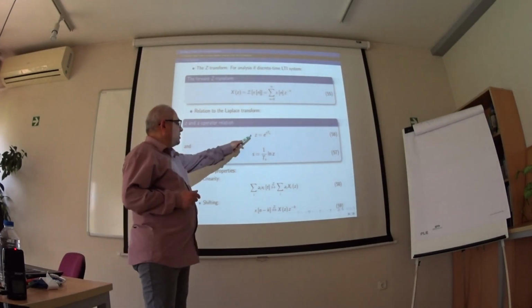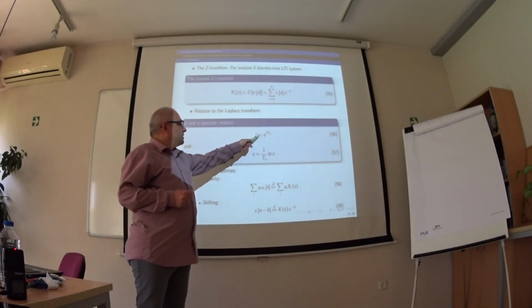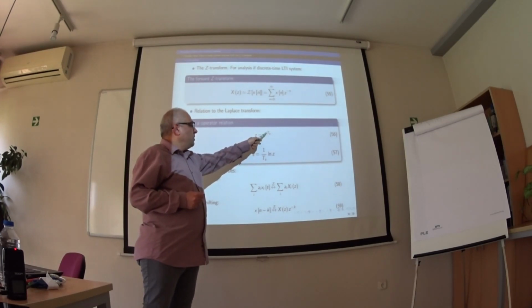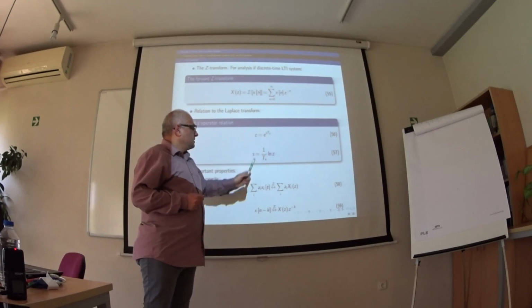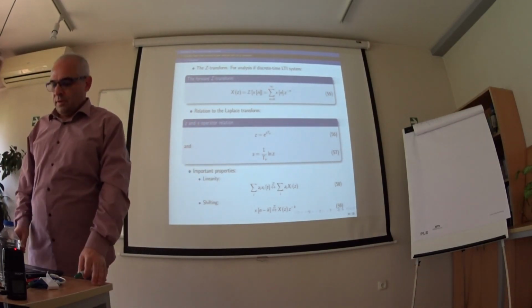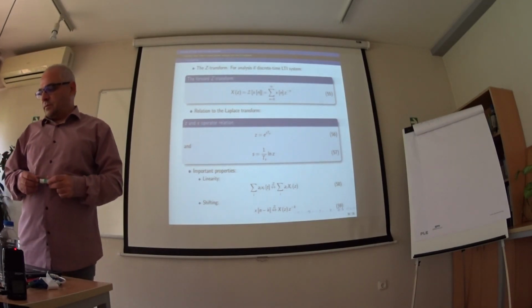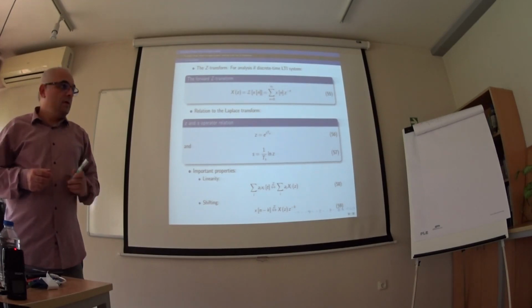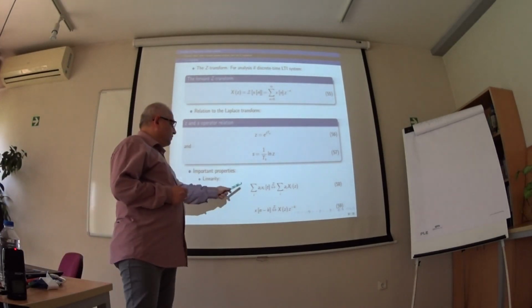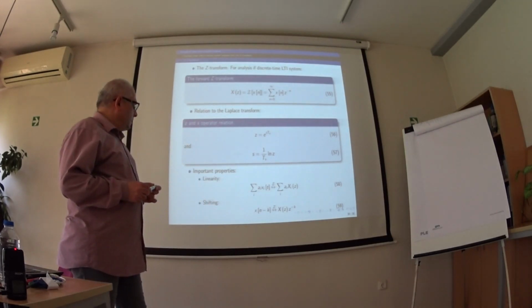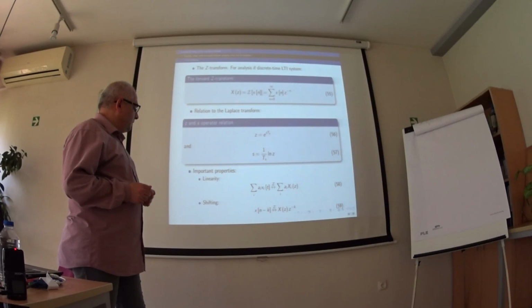We have two formulas. Our complex Z variable is e to the power of the Laplace operator times the sampling interval. There are many important properties of Z transform, but we are going to use only two. The first one is that this transform is linear, and the second one is the time shifting property.